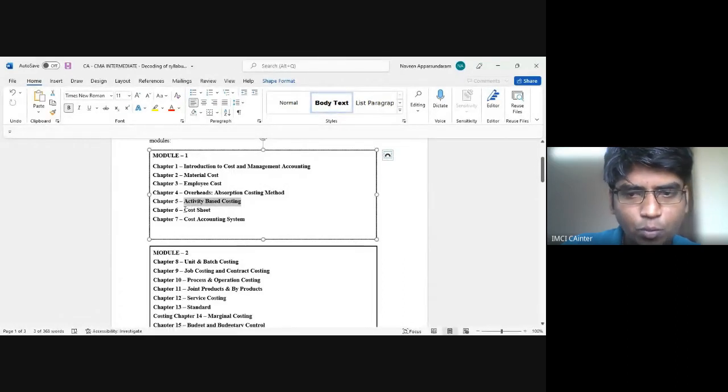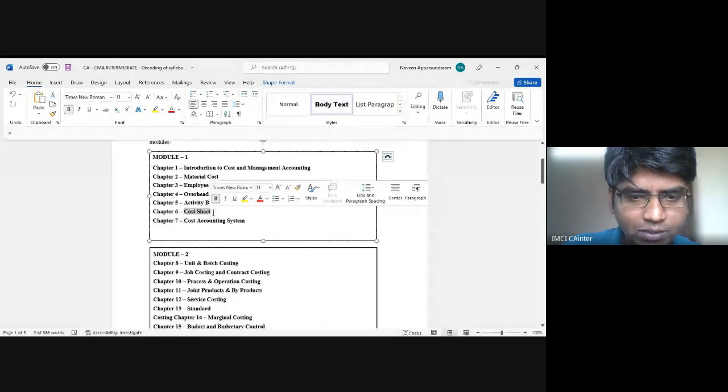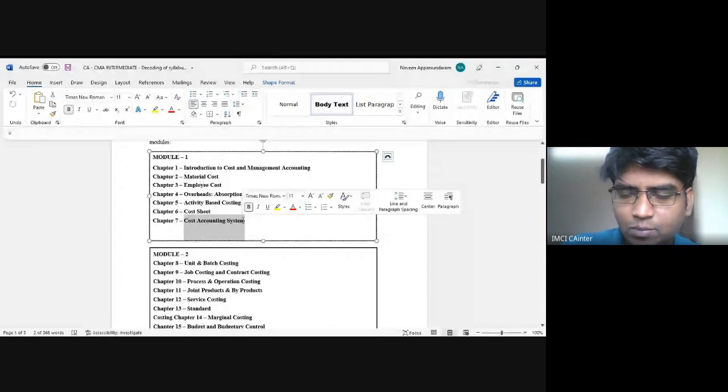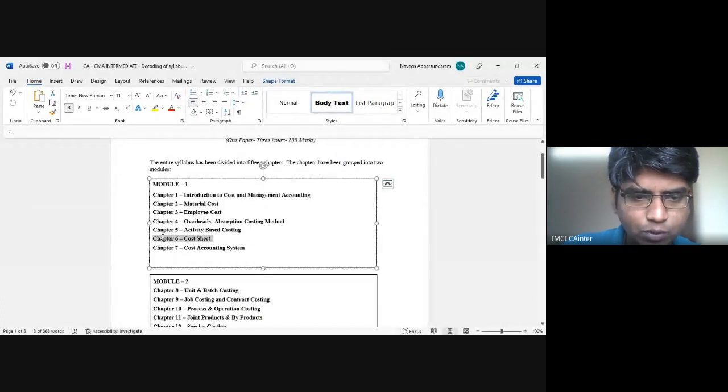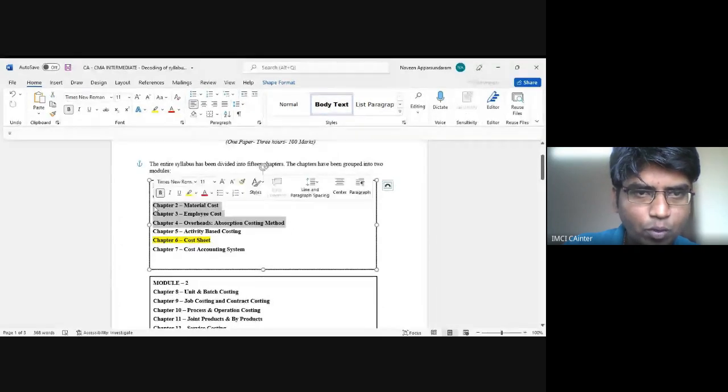Predominantly it is covered only with the theoretical part. So maybe 5 marks, or it can be 6 marks, can be asked from activity based costing. Cost sheet is a very important chapter again, and cost accounting system. I'll just mark which are the important chapters, so you can also note it down.